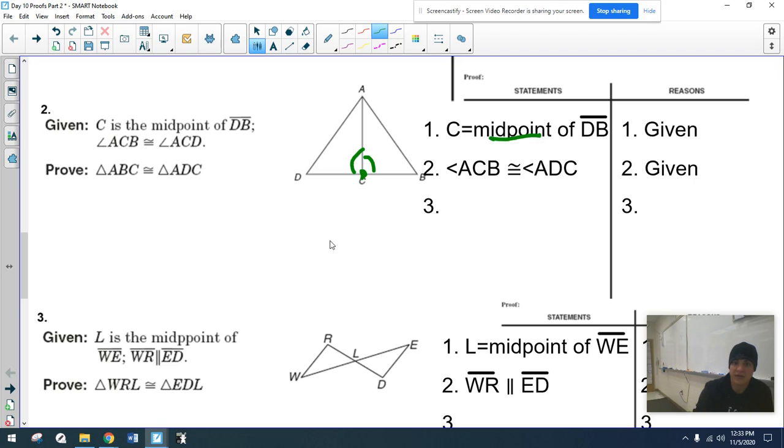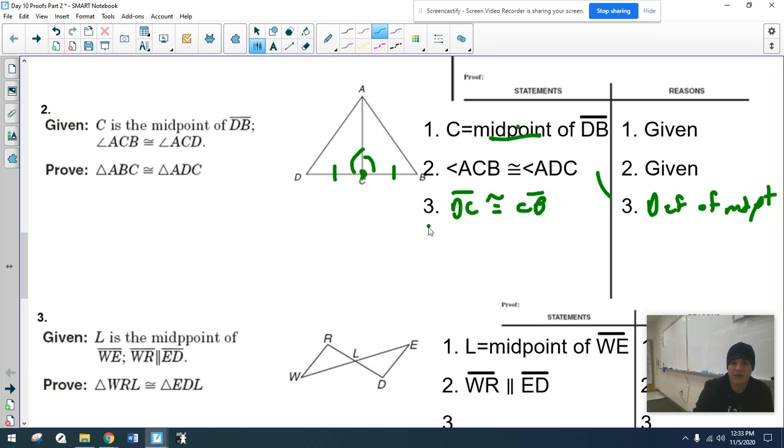It's a midpoint, so that means it's right in the middle. That means if C is in the middle of that, those two are going to be equal. So mark that. DC is congruent to CB. The reason why we knew that is because it told me it was the midpoint. So this is definition of a midpoint. I ran out of room.